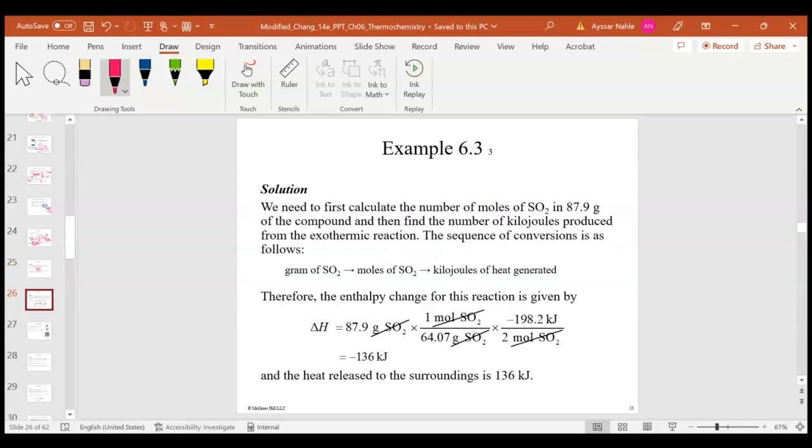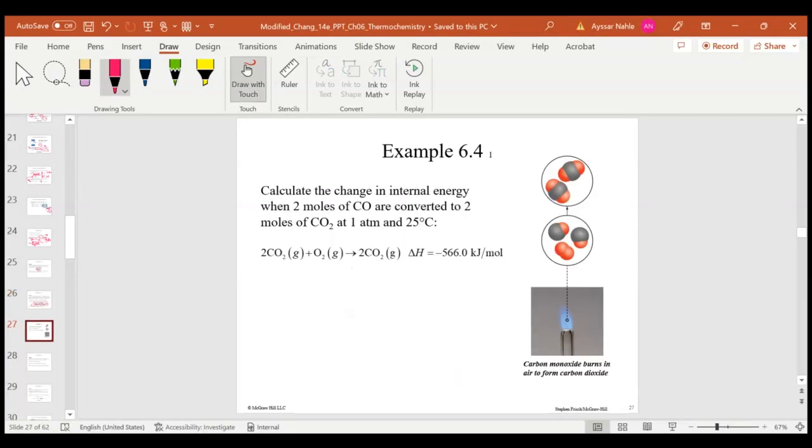Now, again, that's a strategy. What we did, we got the grams, divided by molar mass, and we got the number of moles. Multiplied by minus whatsoever, divided by 2, and we got the delta H in here. Delta H will of course be in kilojoules.